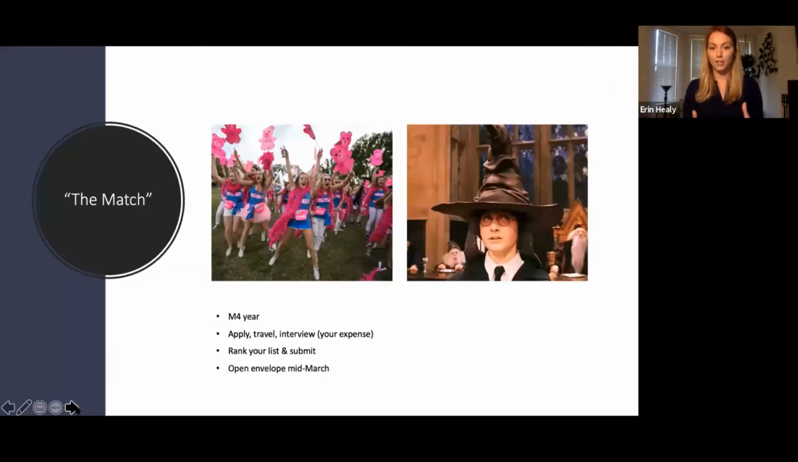So the match. I have heard people describe it as the Hunger Games. I think that's a little bit intense. I would prefer to describe it as a blend between sorority recruitment and the Sorting Hat from Harry Potter. I've actually seen one Harry Potter movie out of all of them, but I do know what the Sorting Hat is. It happens during your 4th year of medical school.